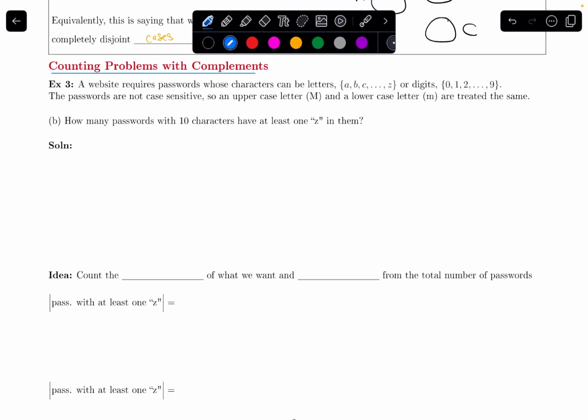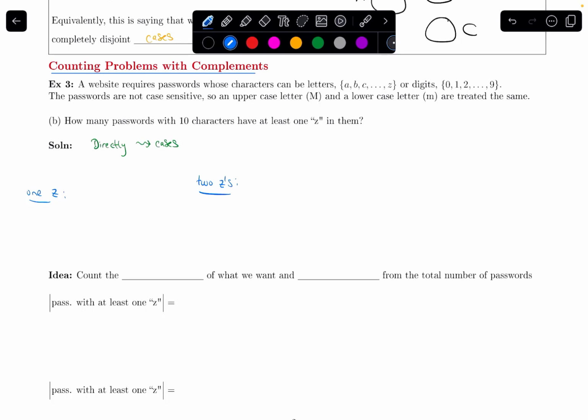So the first thing that I want to notice is that if we try to do this directly, we would have cases. Because if there's at least one Z, well, that means there could be one Z, and there don't have to be. There could be two Zs. There could be three Zs and so on.